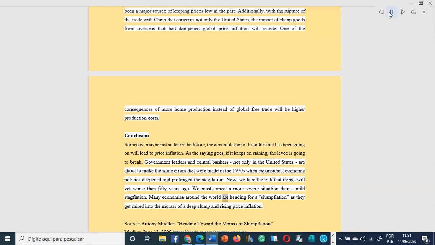Many economies around the world are heading for a slumpflation as they get mired into the morass of a deep slump and rising price inflation.